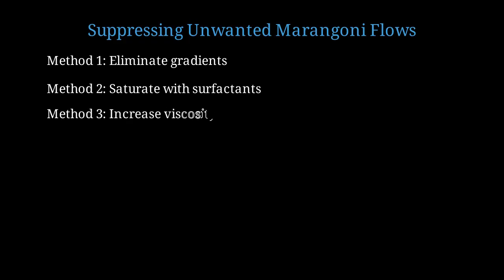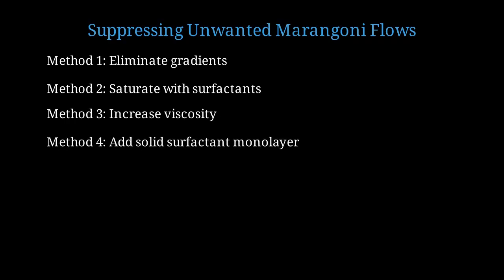Increasing the liquid viscosity damps Marangoni flows. The velocity scales as 1 over μ, so doubling viscosity halves the velocity. In some applications, you can form a solid or gel-like surfactant monolayer that mechanically resists flow. This effectively immobilizes the interface.